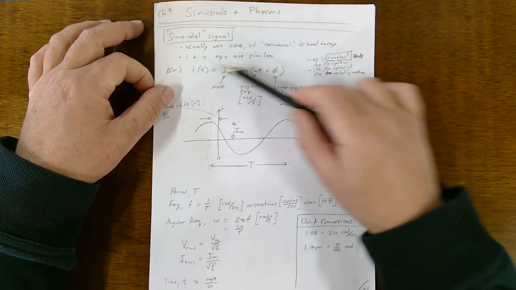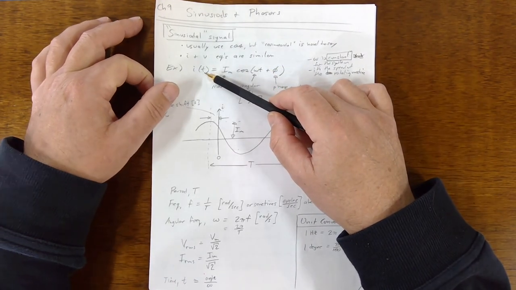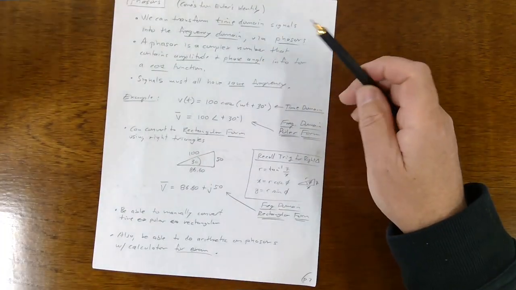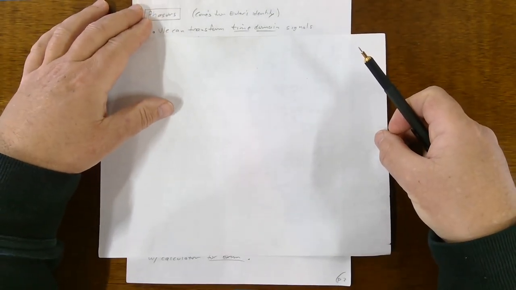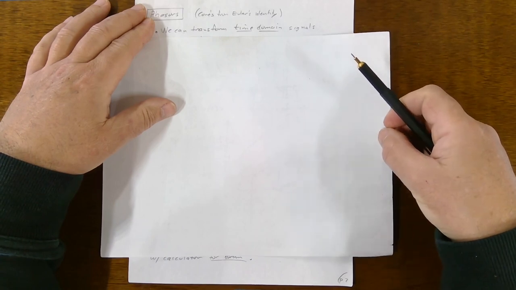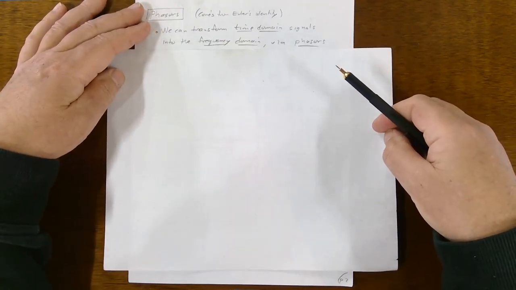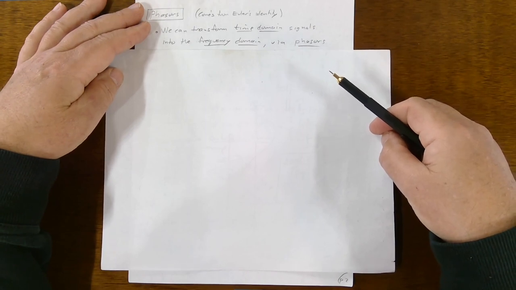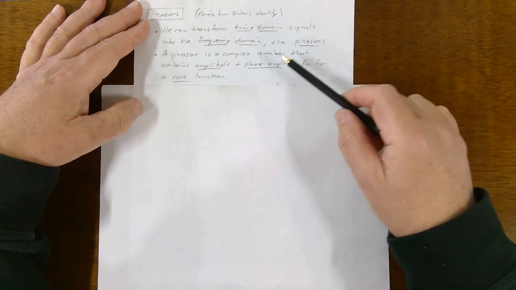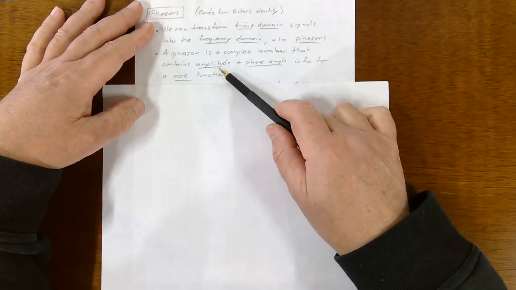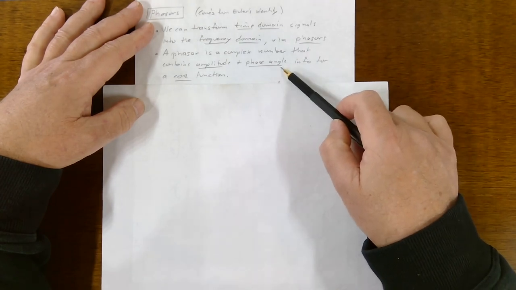So instead of dealing with all of this trig and having to do math in the time domain, what we have is something called phasors. So what we're going to do is transform time domain signals, these I of t, V of t kinds of signals, into frequency domain signals known as phasors. And a phasor is basically a complex number that contains this amplitude and phase angle information that we're interested in, because we know the rest.